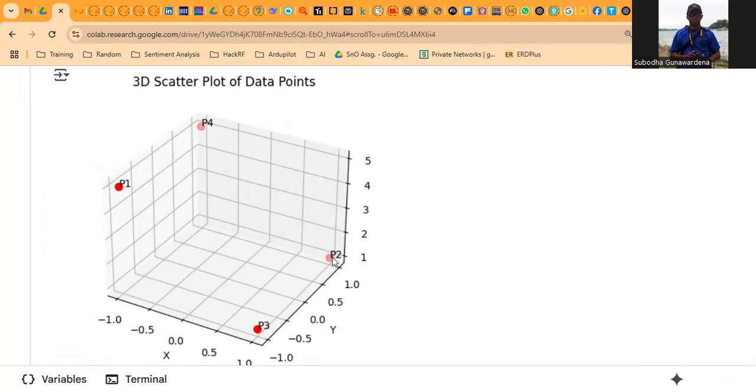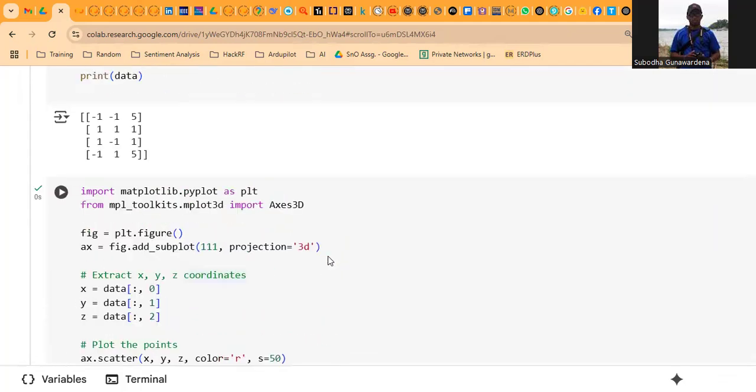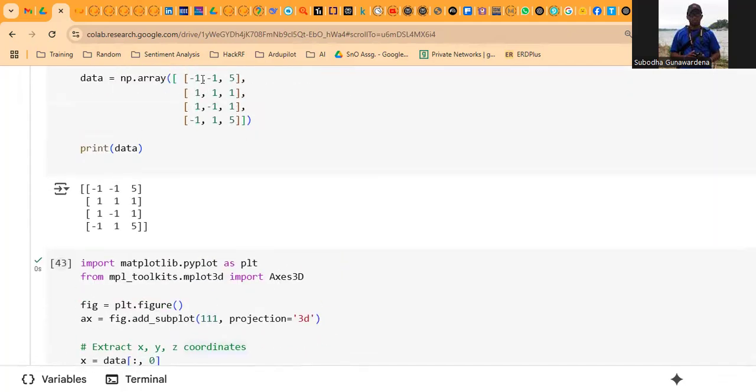So each data point has 3 features. What are the 3 features? X value, Y value, and the Z value. If I look at the values, one has -1, -1, 5. The other one is 1, 1, 1. The other one is 1, -1, 1. The other one is -1, 1, 5. So those are 4 simple points which have a certain relationship, for me to show you how this relates to principal component analysis, right?